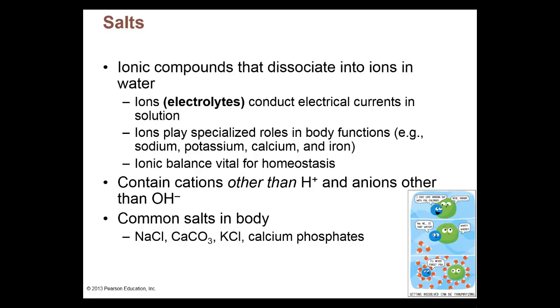These ionic balances are vital for homeostasis. We have to have so much sodium in our body, like we have to have so much potassium in our body. Otherwise, certain cells are not working correctly.